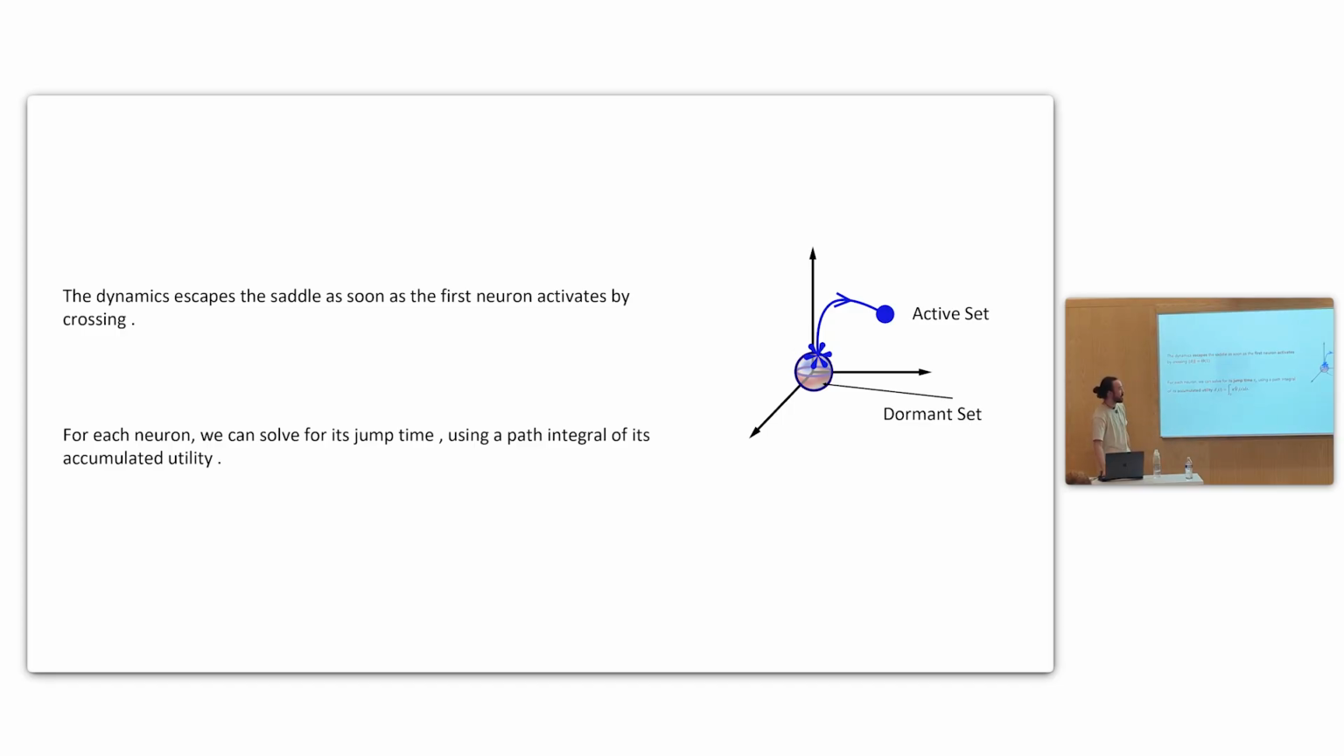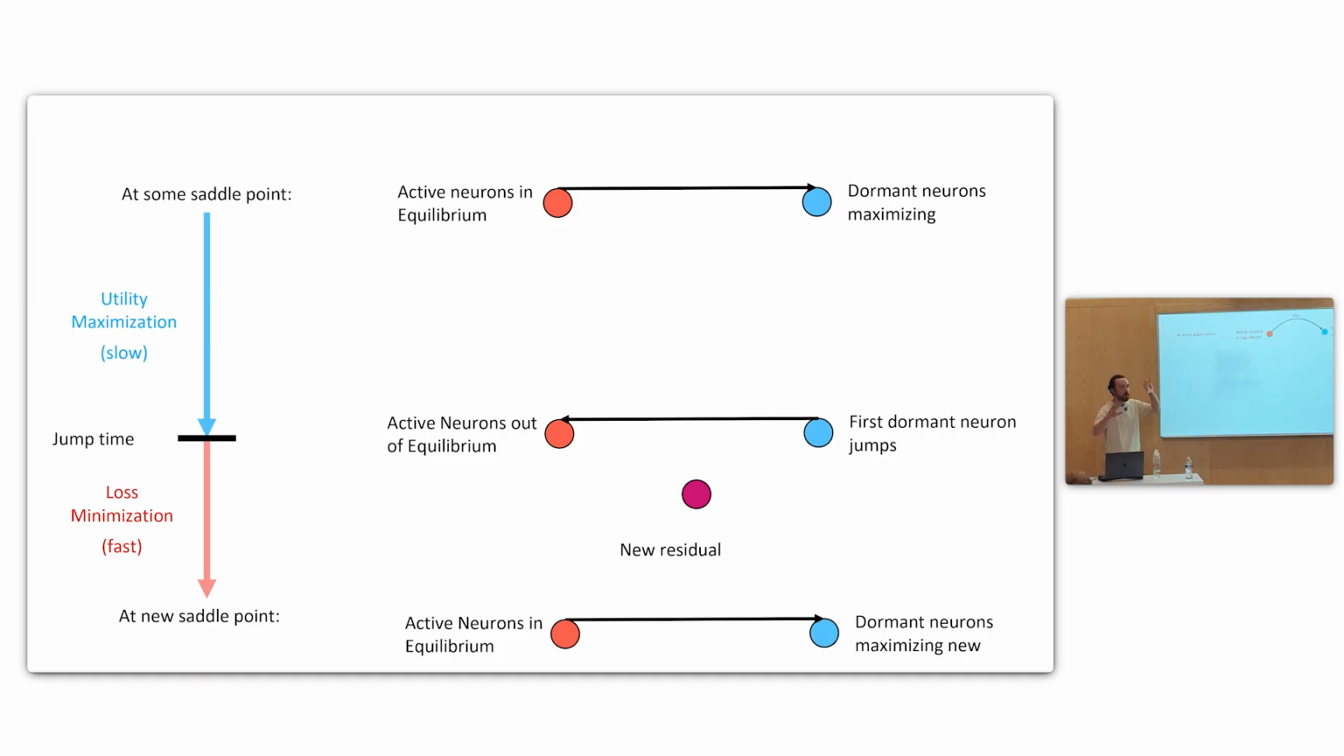I'm skipping through this very quickly because I just want you to get the high-level idea of what this ansatz is saying. So at a high level, this alternating gradient flows idea is saying, look, we start at some saddle point with some active neurons in equilibrium. In the beginning, the active set is empty. We're at the origin. So, of course, the empty set is in equilibrium. That set generates a residual.